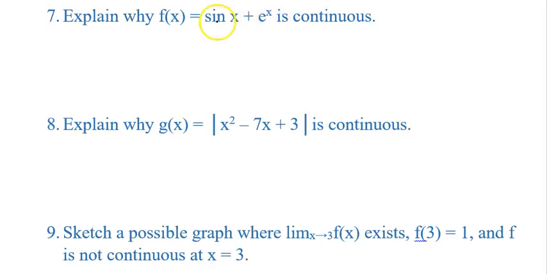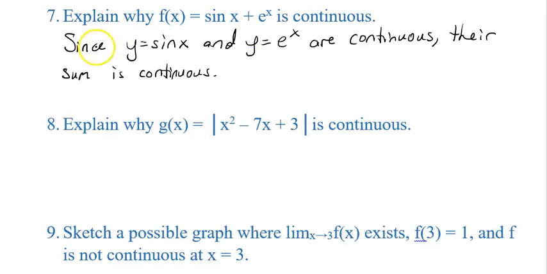Both of these are continuous. This is like the f and g that I was talking about above. They're continuous, and we're adding them together. So their sum is continuous. So my nice sentence is, since y equals sine x and y equals e to the x are continuous, so I'm saying they're both continuous, their sum is continuous.